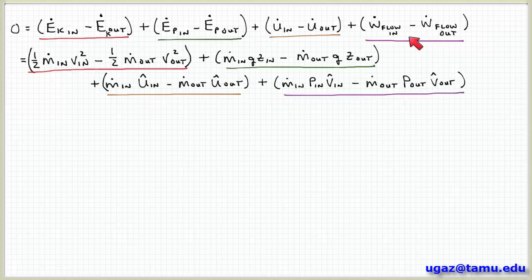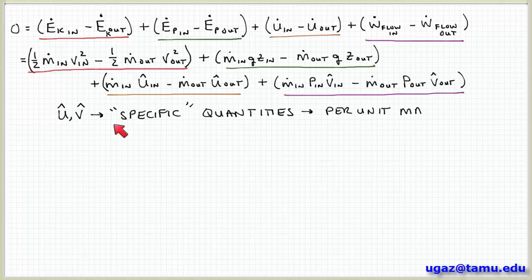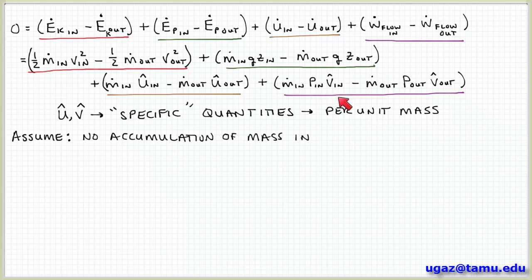And then the flow work terms, which as we said are associated with changes in pressure and volume. So again, we have m dot in p in v in minus m dot out p out v out. Notice that the internal energy and the volume have little hats over them. That represents that they're specific quantities, in other words, they're expressed on a per unit mass basis. This makes it consistent because we're multiplying by the mass flow rate here. So basically we multiply by the mass and divide by the mass, expressing volume per unit mass and internal energy per unit mass.